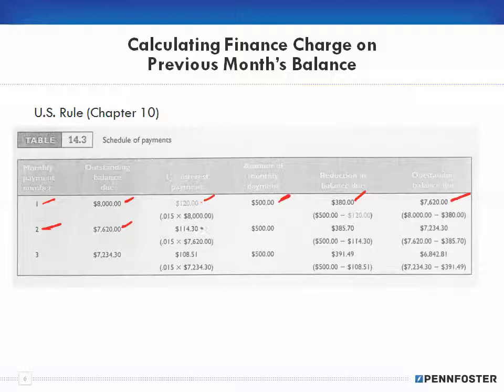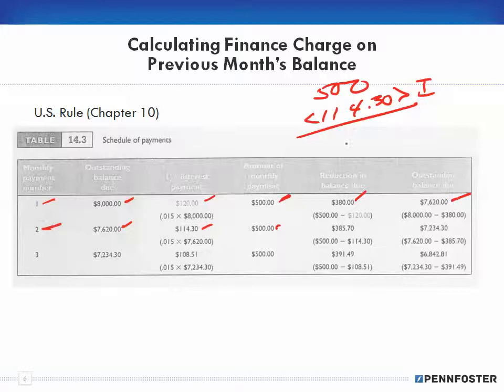So we end up with $114.30 in interest. Again, we're making a $500 payment, and if we subtract out the $114.30 in interest, we end up with $385.70 that goes against the principal or the balance due, okay? And that's what we put in that column. And again, there's the math for it. You don't need to put it on there if you don't want.